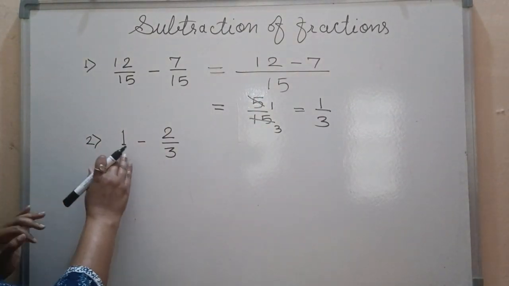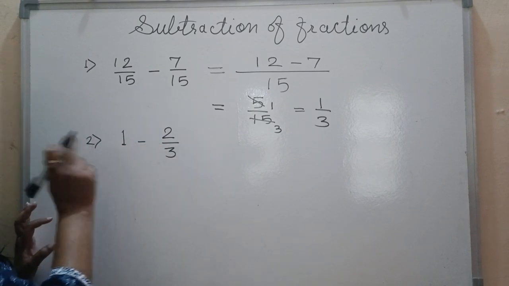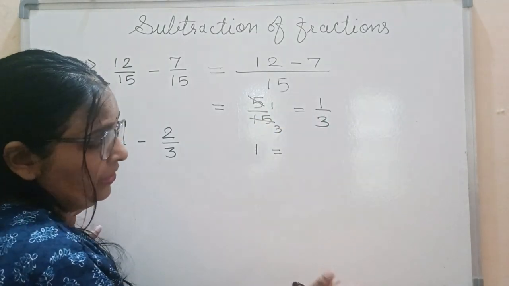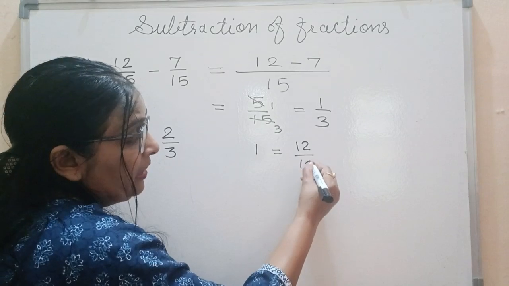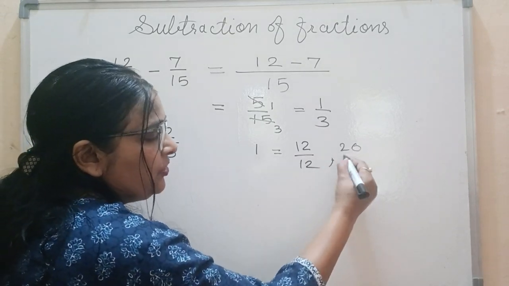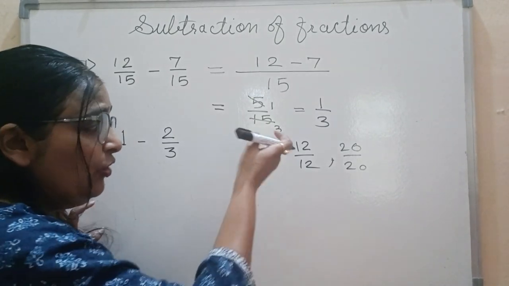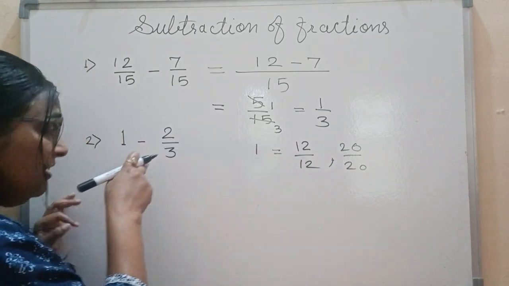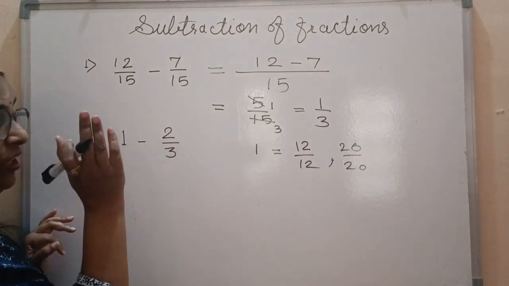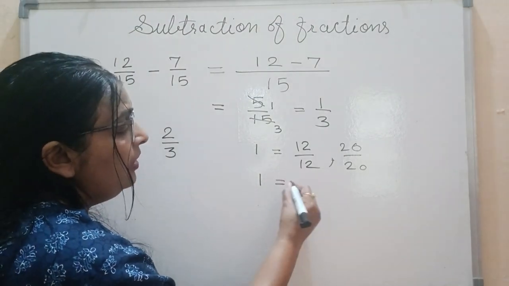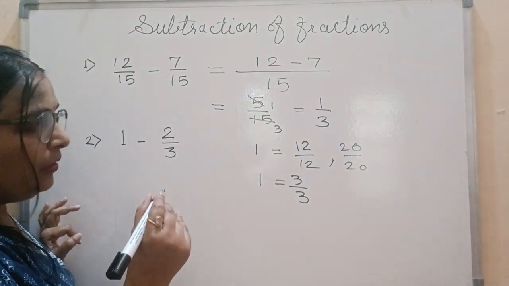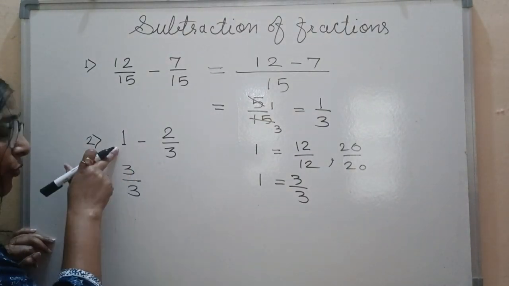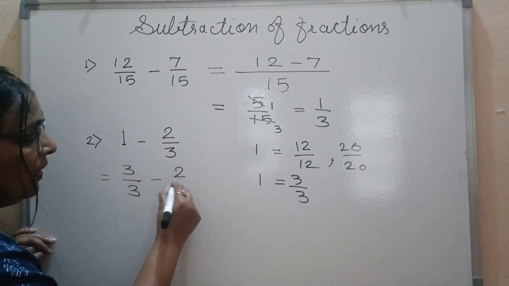Now next sum, here 1 minus 2 by 3. For 1 you can write the same denominator and numerator. For example, 12 by 12 is 1, 20 by 20 is 1. That means if denominator and numerator both are equal, then you are getting 1. But in this case, denominator is 3. So for 1 I will write 3 by 3. So 3 by 3 minus 2 by 3.